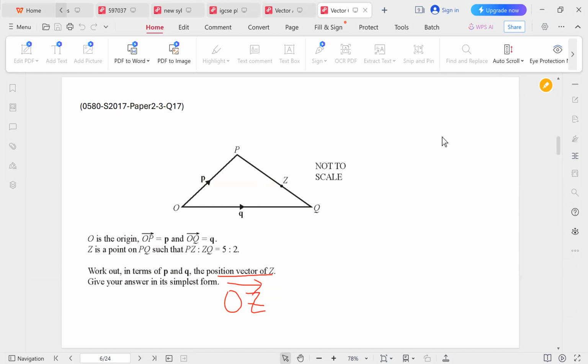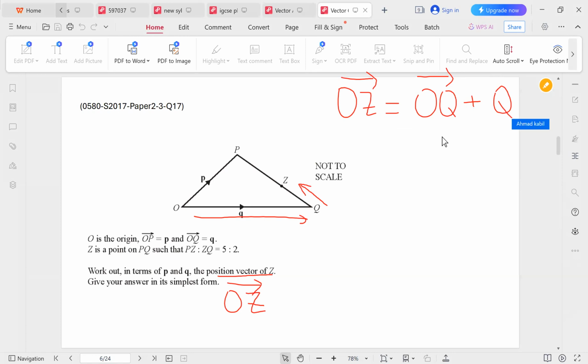So we want to go from O to Z. Let's write down the path. So to go from O to Z, we can go OQ in this direction here, followed by QZ. So OQ plus QZ, that would be a correct path for OZ. OQ is already given as Q. Now we need to find QZ. So how do we find QZ? We use this ratio here.